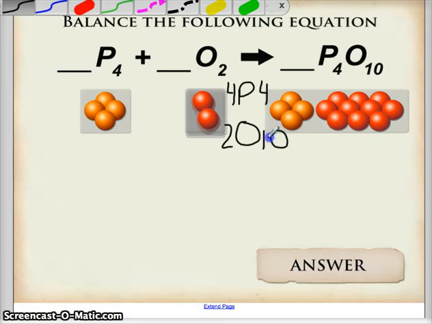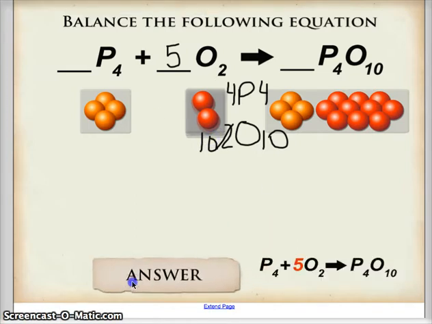All right, my phosphorus are good. Yay! But my oxygen are not. Boo. So what can I multiply times 2 to get 10? I hope you said 5, because that is the correct answer. Once I do that, I have 5 times 2, which is 10. Everything is the same on either side. And instead of actually showing you all the molecules, because I find that to be extraneous, I'm going to show you the answer. Ta-da!